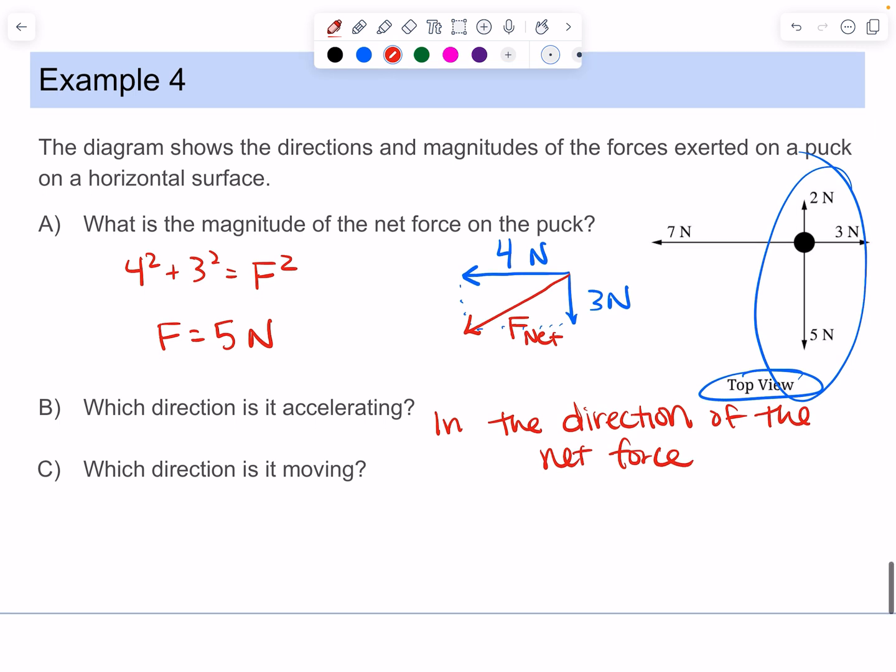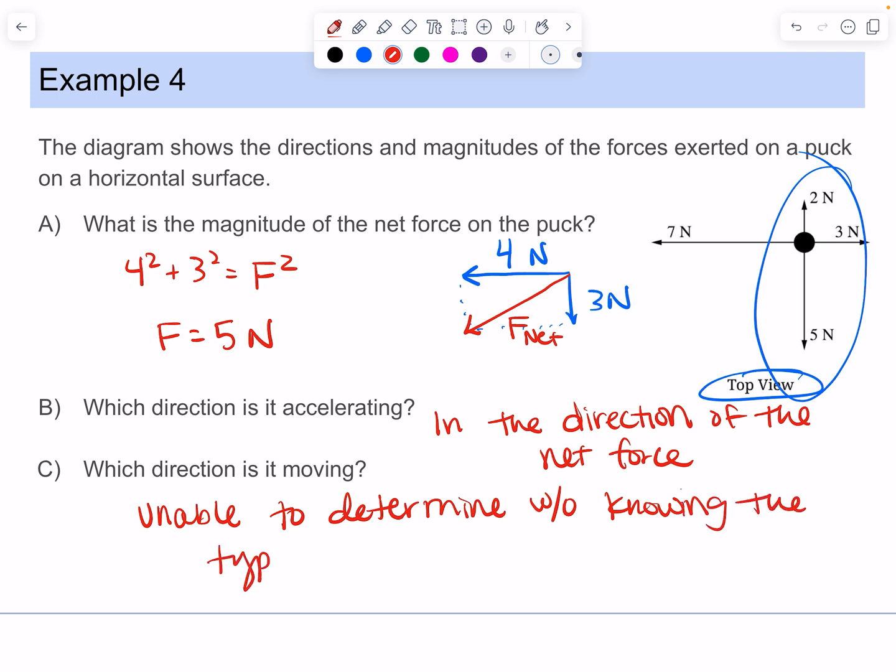And lastly, which direction is it moving? Well, like I mentioned earlier, it's impossible to know which direction it's actually moving unless you know the types of forces. So we are unable to determine without knowing the types of forces present. So that will do it for some introduction to forces.